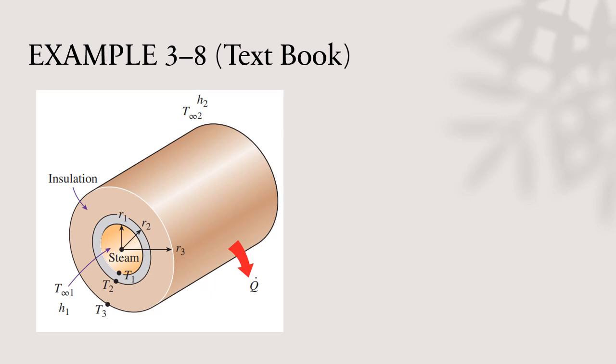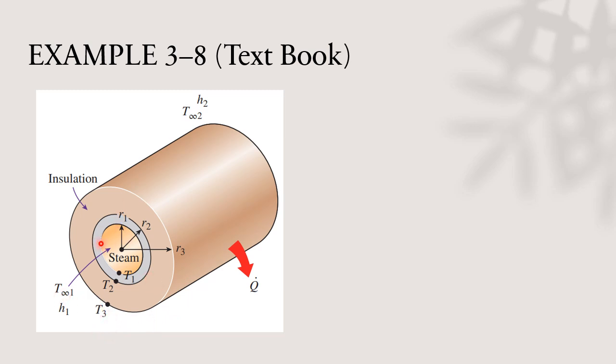A schematic diagram of the problem. We have a pipe which has a thick insulation. The pipe inner radius is R1, the outer radius is R2, and the outer radius of the insulation is R3. The temperature of the inside surface of the pipe is T1, the outer surface of the pipe is T2, and the outer surface of the insulation is T3.